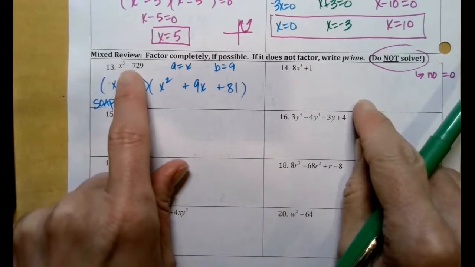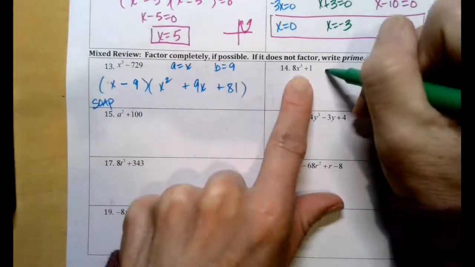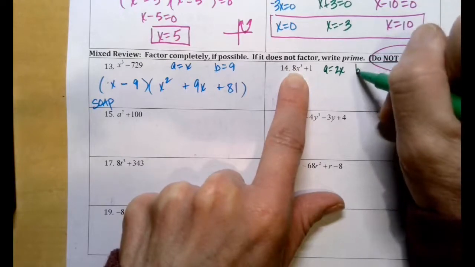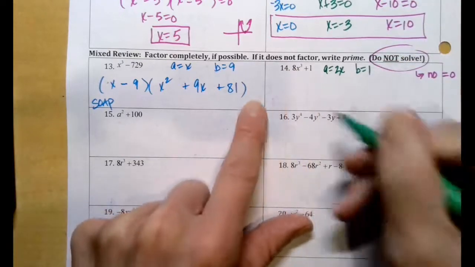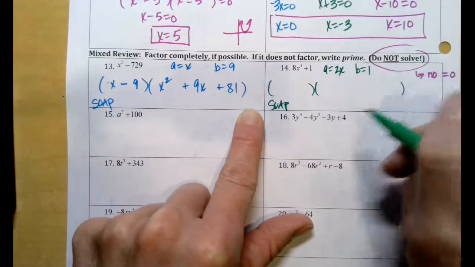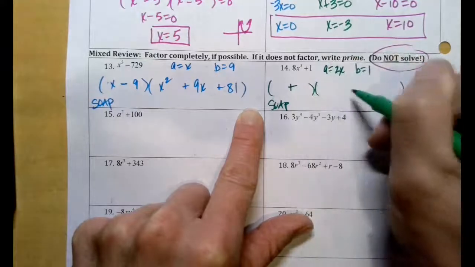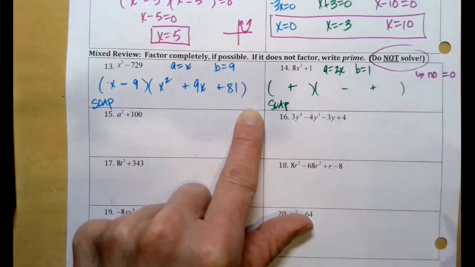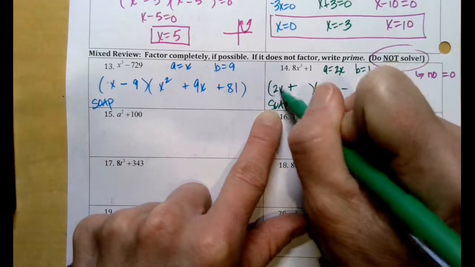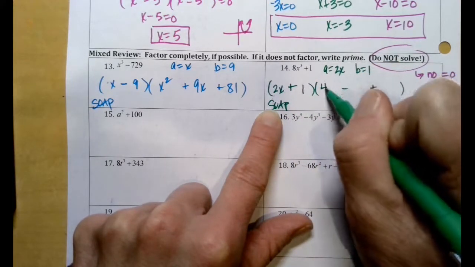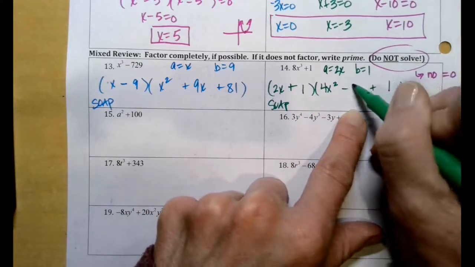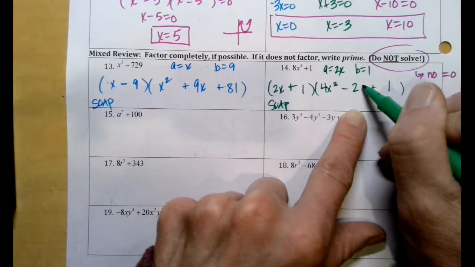We have another, but instead of a difference of cubes, now we have a sum of cubes. My a is going to be 2x, because I'm going to take the cube roots. My b is equal to 1. So when I do my SOAP, I'm going to set up my binomial and my trinomial, and I have the same sign, opposite sign, always positive. So I have my a and my b, my a squared, my b squared, and my a times my b.